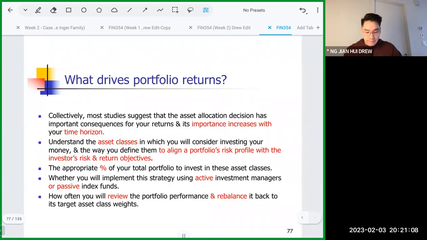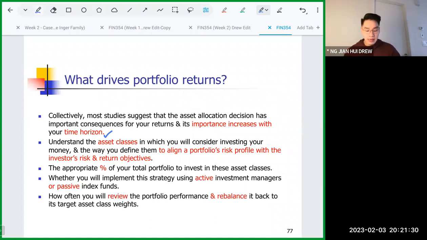So now what drives the returns? We need to understand that it's driven by, first of all, time horizon. Remember, time horizon is one of your constraints in the IPS as well. The longer the time horizon, the more risk you can take. When you take more risk, you can have higher returns. So this is how it's related, right?